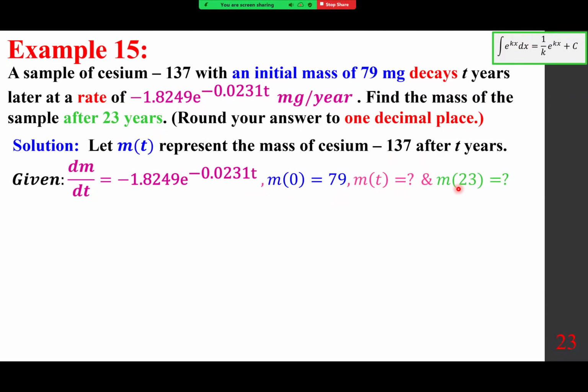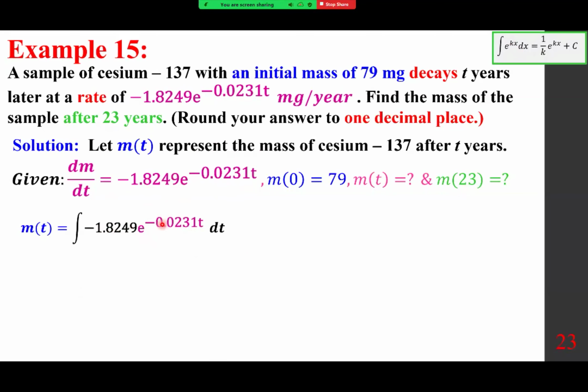So we are going to integrate. We're going to put the dt here and we're going to integrate. So m of t is the integral of this guy times dt. You put the dt on this side and you integrate, and this is what you get. Now, as you recall again, e to the power of kx, you divide by k and you write the same thing.